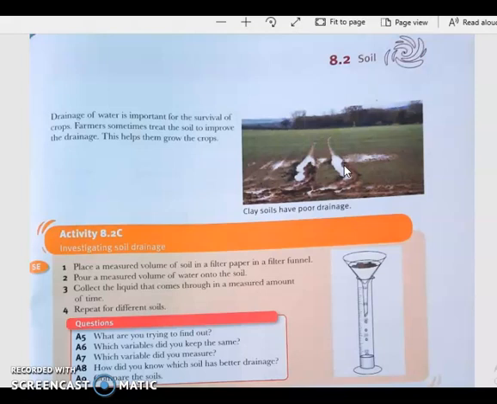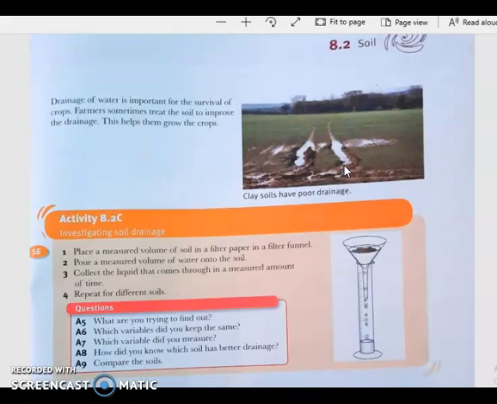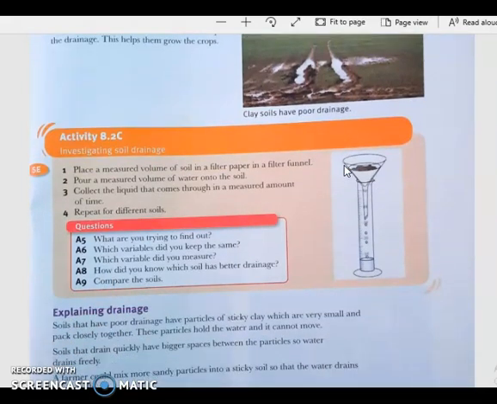Okay. So here there is another activity. What we have to do is investigate soil drainage. Place a measured volume of soil in a filter paper, and we are using a filter funnel. This is the funnel, and here we can see a filter paper, that is a paper which is used to filter something. Then pour a measured volume of water onto the soil and collect the liquid that comes through in the measured amount of time. Repeat for different soil.